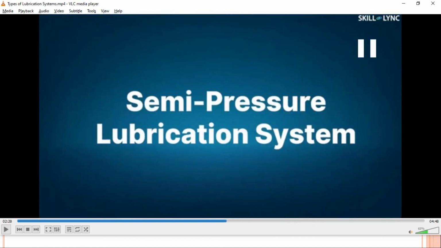I explained this part, that the level of the oil trough is very important. If we have excessive amount of oil in the oil trough, it will be overflowed and will be sent back to the oil sump. But if we have a lesser amount in the oil trough, it will result in inefficient lubrication. Next type, the semi-pressure lubrication system.